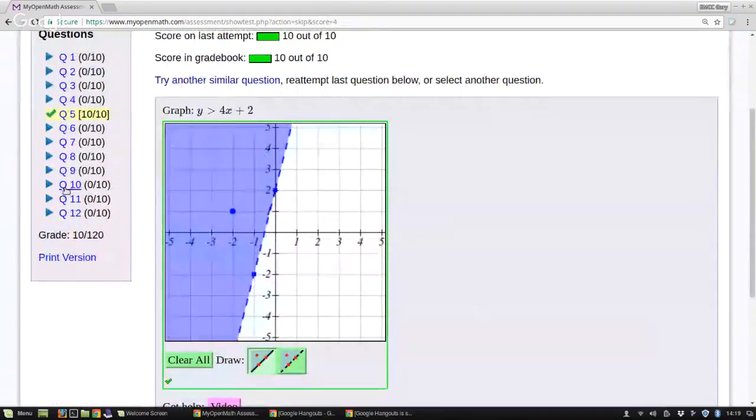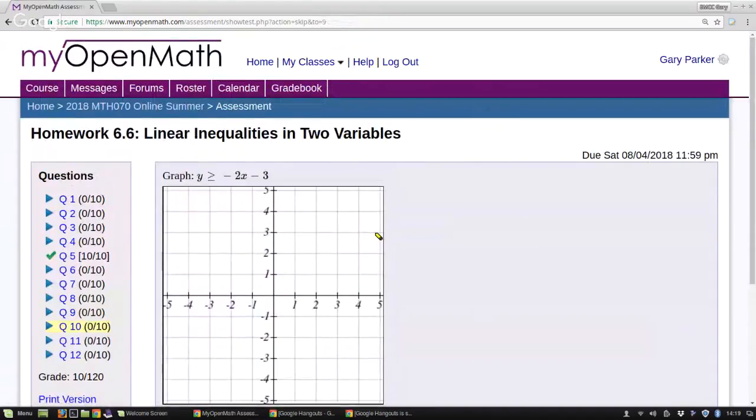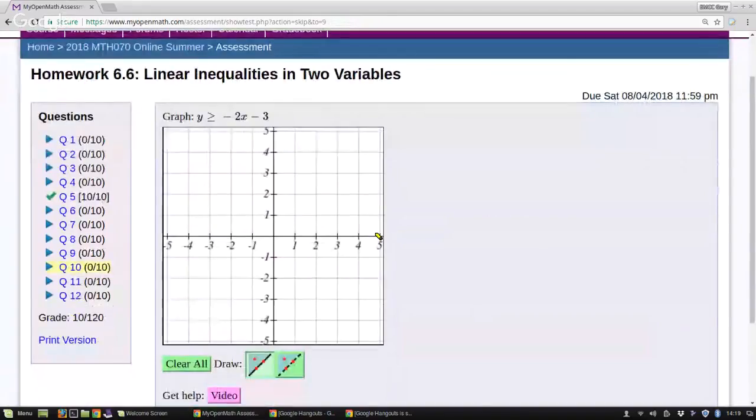Another one. Jump to number 10. All right, here I have a greater than or equal to. That means I'm going to use a solid line instead of a dotted line. So the dotted line is for just strictly less than or strictly greater than. Solid line is for less than or equal to or greater than or equal to. So first step would be to plot the line.